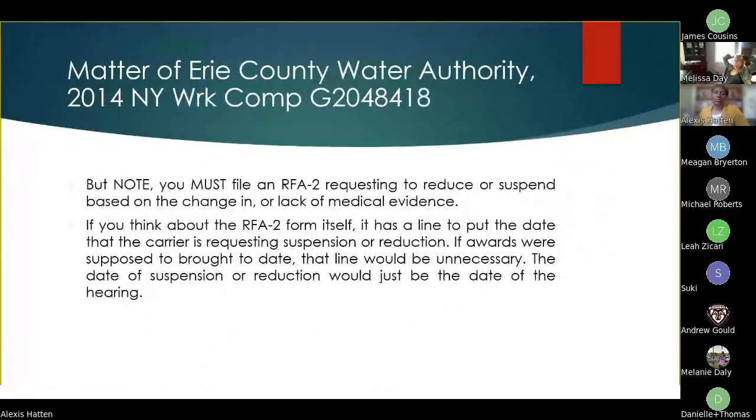But what I want to note is you've got to file the RFA-2 requesting to reduce or suspend based on the change in or lack of medical evidence. If you think about the RFA-2 form itself, it has that line where you put in the date of suspension. If the judges were supposed to bring the CCP to date, why would they have that line indicating the date of suspension? The date of suspension would always be the date of the hearing. Good point. They don't think about stuff like that. So make sure you timely file the RFA-2 the minute you get the IME, because the filing of the RFA-2 is what gives you that right to that retroactive reduction.